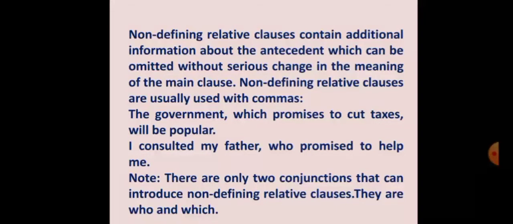Non-defining relative clauses contain additional information about the antecedent which can be omitted without serious change in the meaning of the main clause. Non-defining relative clauses are usually used with commas. The government, which promises to cut tax, will be popular. I consulted with my father, who promised to help me. Note: there are only two conjunctions that can introduce non-defining relative clauses. They are who and which.